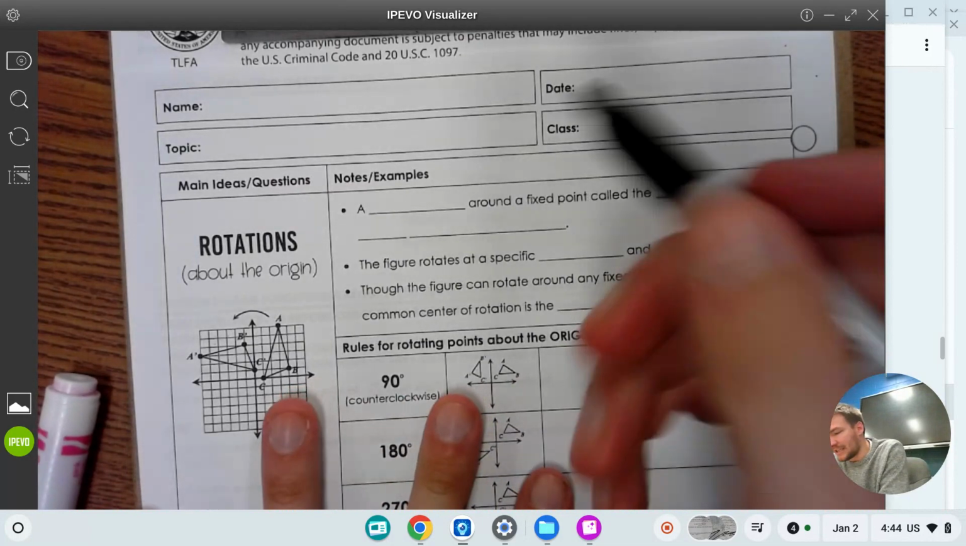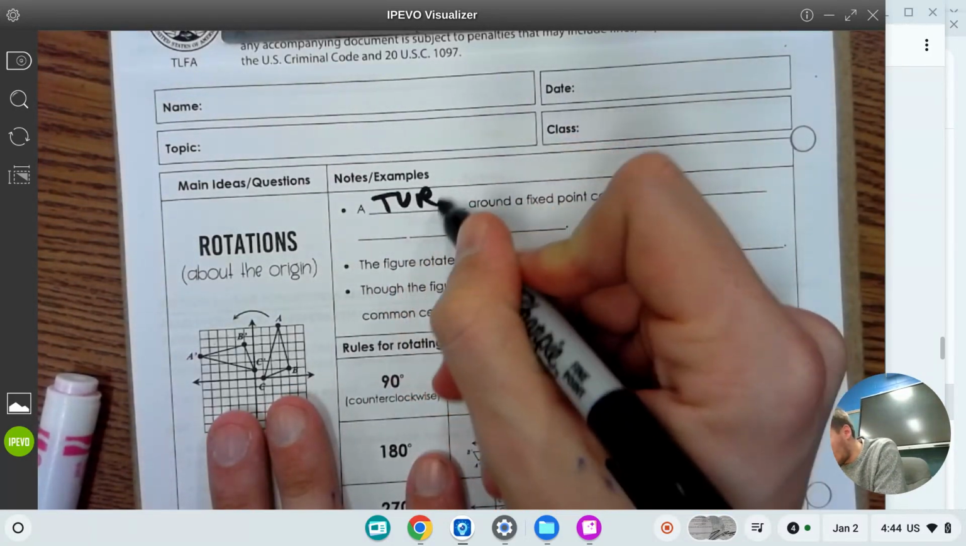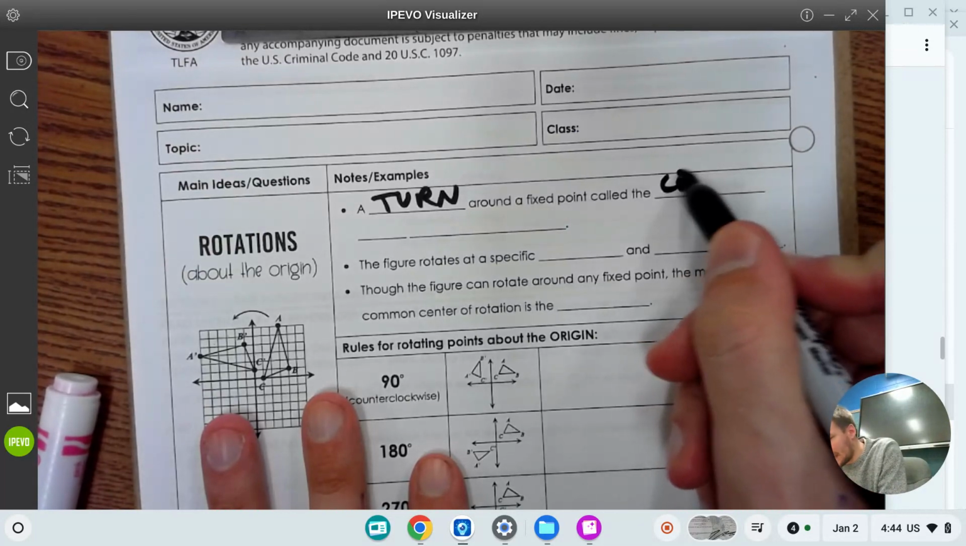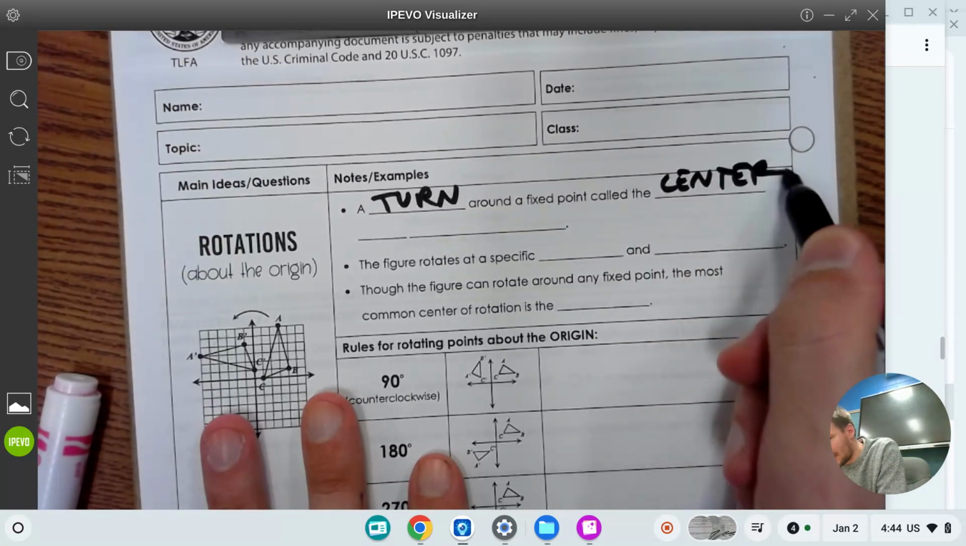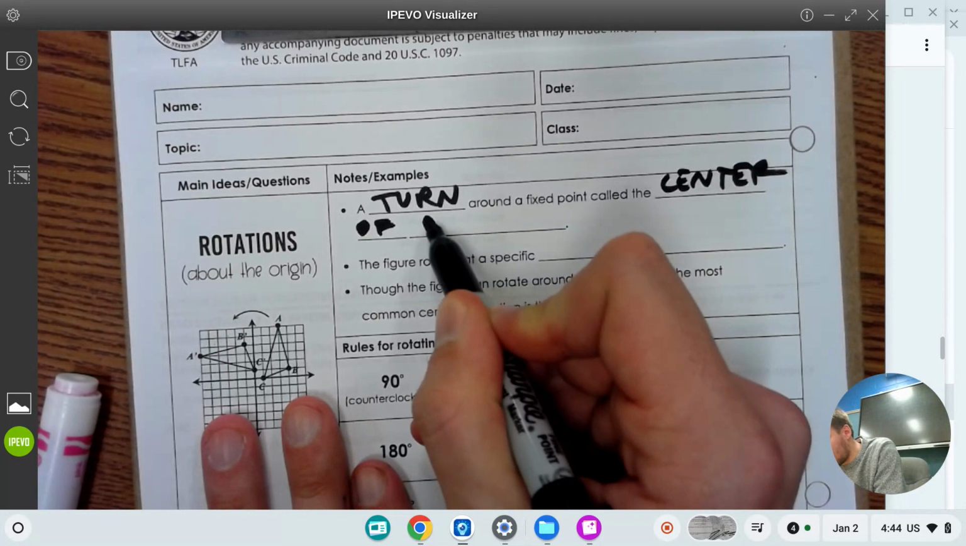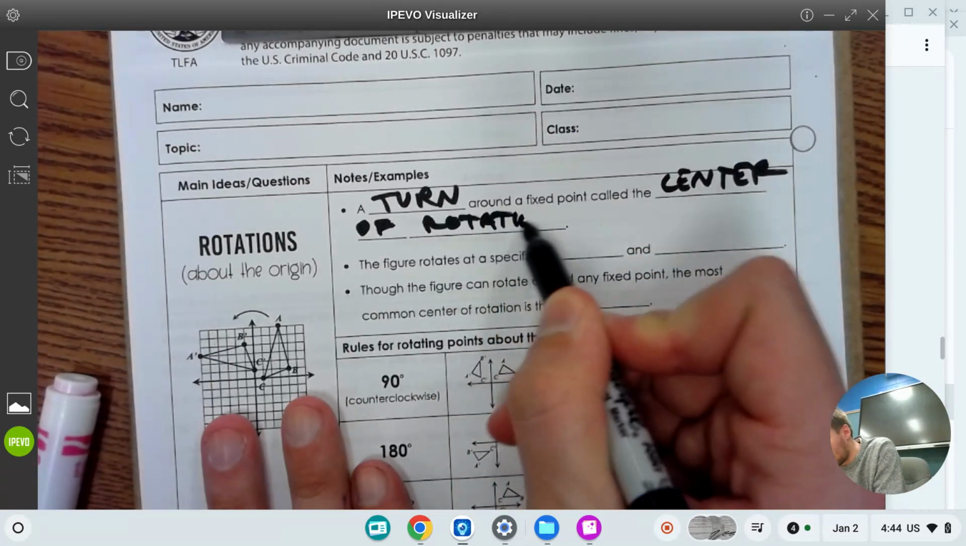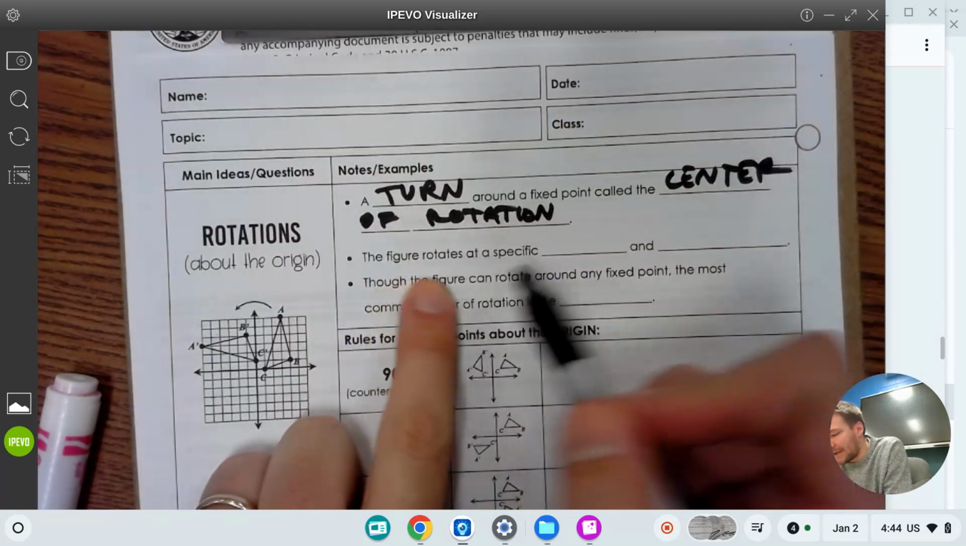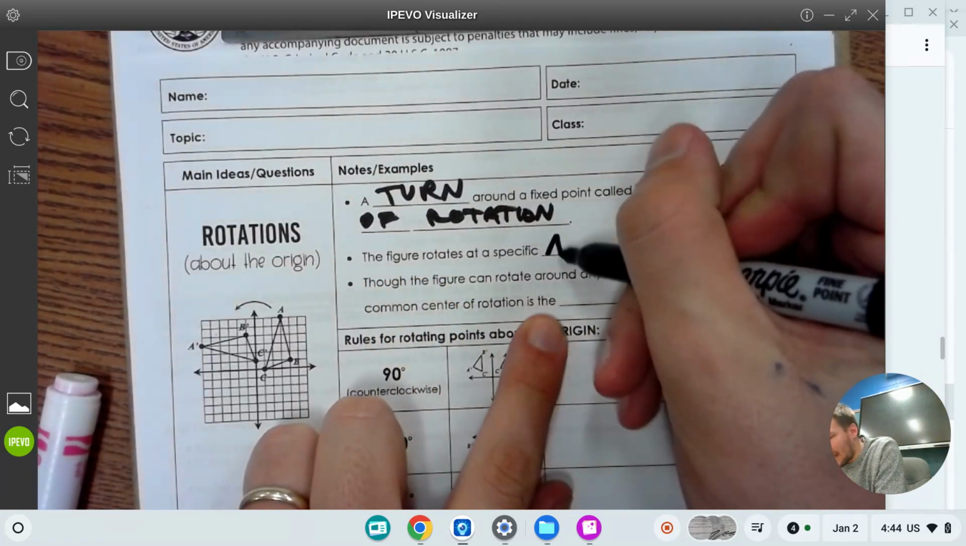A rotation is a turn. I think most of us got that. Around a fixed point called the, and this is also kind of obvious here, center of rotation. So you're going to turn around the center of rotation. All right, that, sure, I get that, right? Not a big deal. Now, the figure rotates at a specific angle.